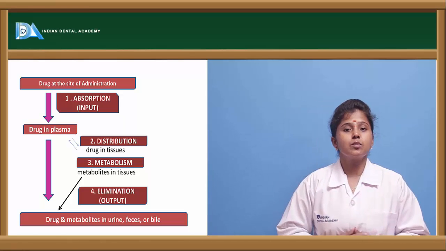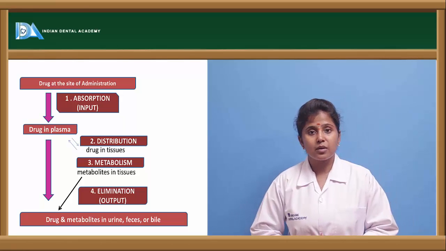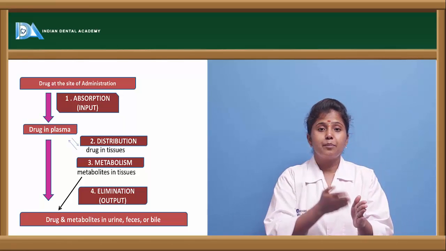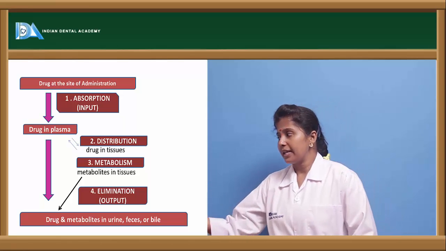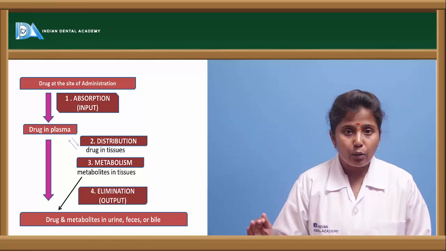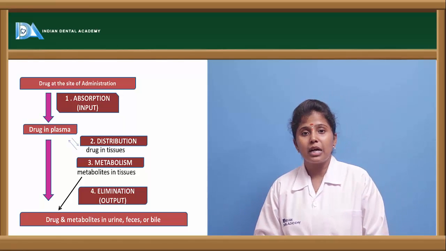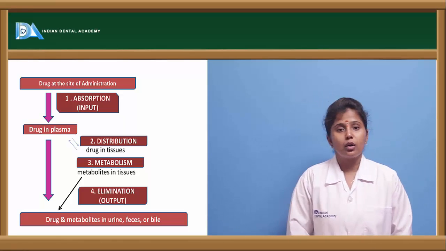So there are various metabolic enzymes which are present in the body, and they are breaking down the drug and new metabolites are formed, and then the drug is eliminated out of the body in the form of metabolites through feces, urine or bile.